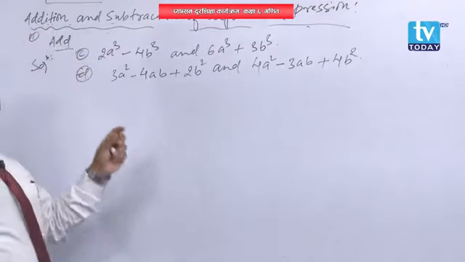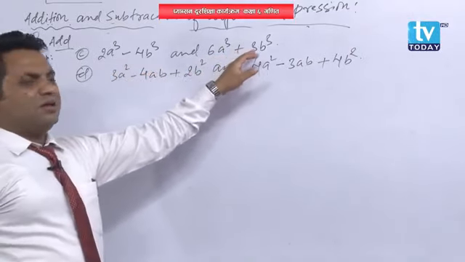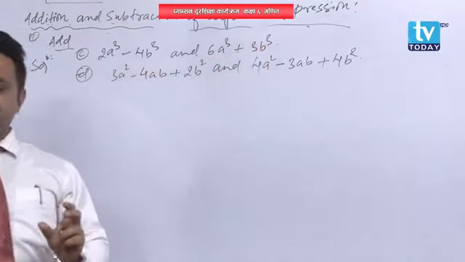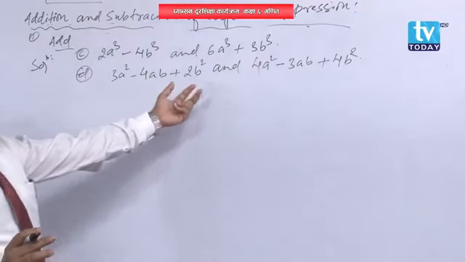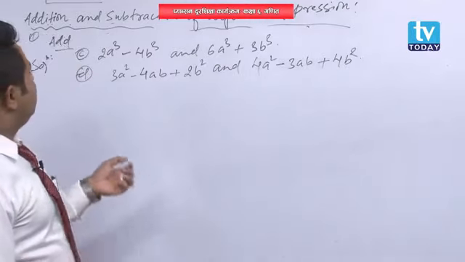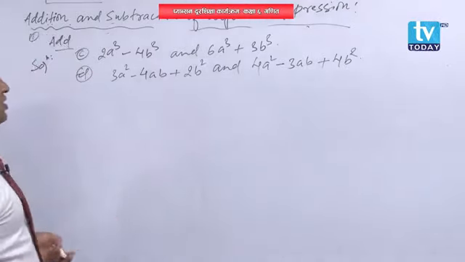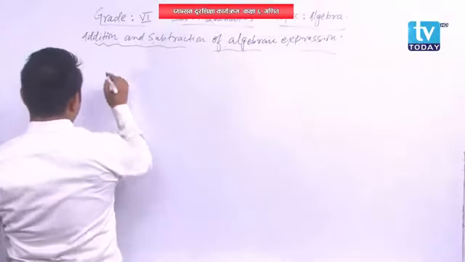Now, this is very simple. 2a cube minus 4b cube and 6a cube plus 3b cube, you have to add like terms. And 3a square minus 4ab plus 2b square and 4a square minus 3ab plus 4b square. I am leaving these two questions for you as home assignment. Is that clear? Understood? Now, subtraction.